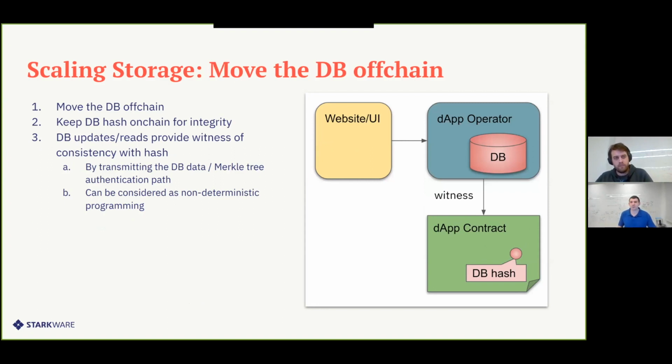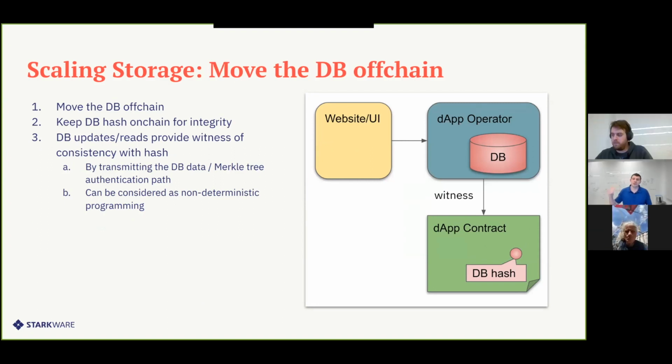So the first straightforward optimization can be to offload the database and move it off-chain. When we move it off-chain, we have to keep the integrity of our application somehow. So we can keep on-chain on the application contract some kind of commitment to the database. It can be as small as a hash digest of the database. And whenever we need to access the database, for example, to read something, we will send to the application contract some kind of witness. We will send to it the value and the witness showing the integrity, the consistency of the read value with the hash.